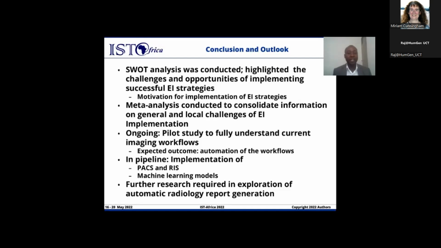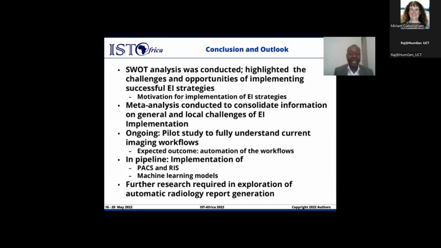I would like to mention that we are currently undertaking a pilot study to fully understand the imaging workflows that are employed in the public health facilities in Zambia. The expected outcome of this work is the possible automation of some of the workflows in order to enhance the efficiency of imaging in the country. We also have already in the pipeline plans of implementation of PACS and RIS systems, as well as development of machine learning models to aid radiologists, who are very few, in the interpretation of medical images.